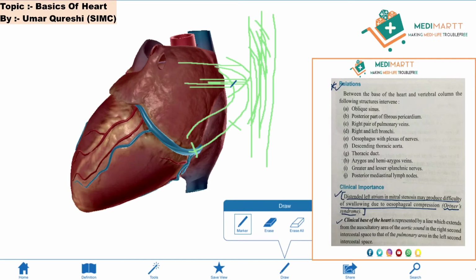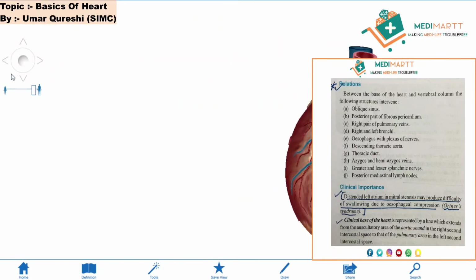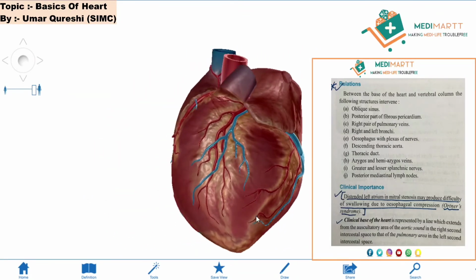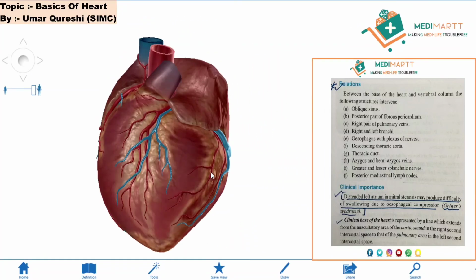Then the next point is the clinical base of the heart. What is the clinical base of the heart? It matters when we do something clinical on the base of the heart, like an operation. We have to understand that the clinical base of the heart is represented by a line which extends from the auscultatory area of the aortic sound in the right second intercostal space to that of the pulmonary area in the left second intercostal space.